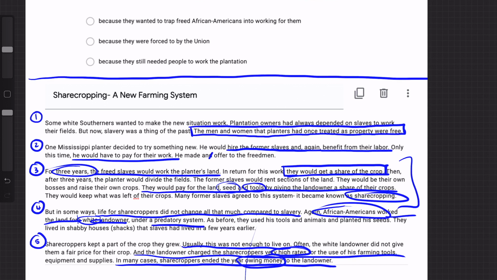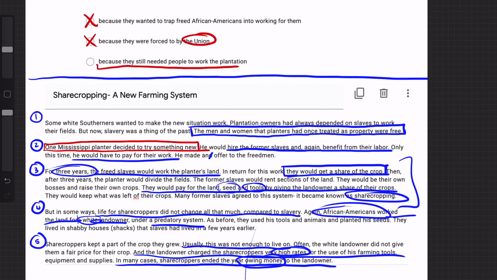Let's see. In paragraphs 1 and 2, the hiring of a former slave was something that was new to Southern planters. So this sentence here, one Mississippi planter decided to try something new. This person decided to try and ask for the help of their former slave. So this wasn't the purpose of the sharecropping system. The reading didn't mention anything about the union, so that's the key word I would have looked for.